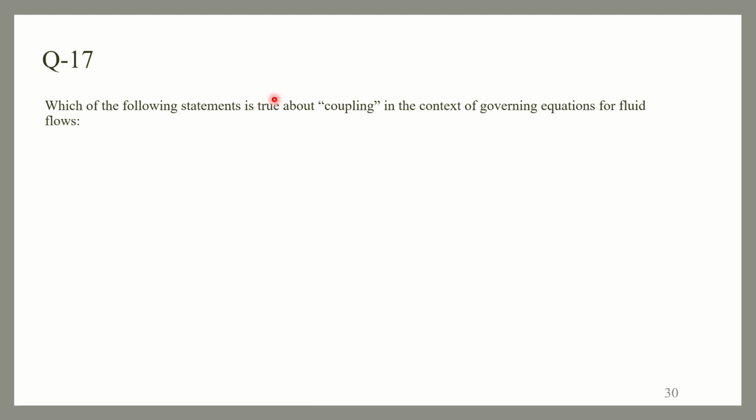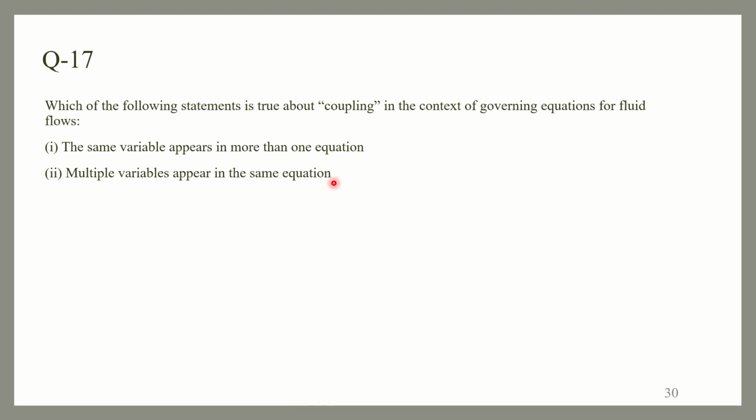Now the question is about coupling. The previous question was about nonlinear equations. So in this question it is about coupling. First one, the same variable appears in more than one equation. Second, multiple variables appear in the same equation. Third, a variable appears in nonlinear form in an equation.